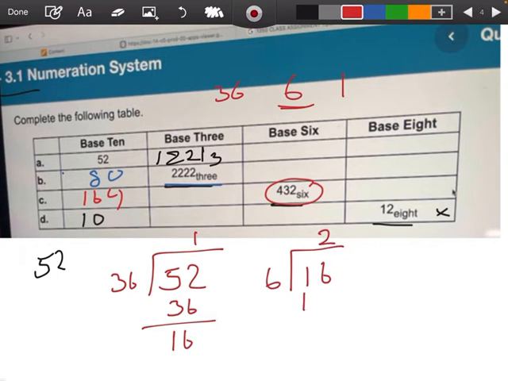Okay. So now in base 6, excuse me, I'm going to use the 1. I'm going to use the 2. And my remainder is my last number here, and that's in base 6.